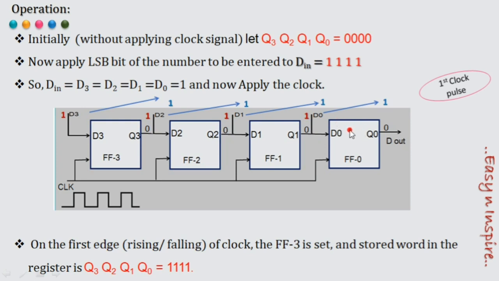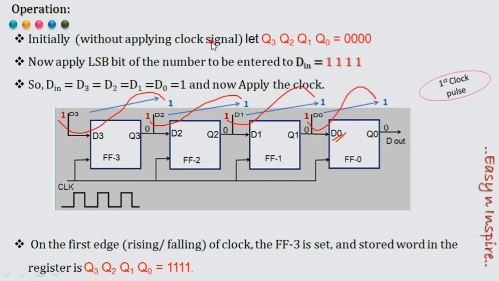Now see here, the clock pulse is also applied. For this flip-flop, 1 is input, so 1 is my output because this is a D flip-flop, a transparent flip-flop. For this flip-flop, 1 is input, so 1 is output. Again for this flip-flop, 1 is input, 1 is output. Again for this flip-flop, 1 is input and 1 is output.